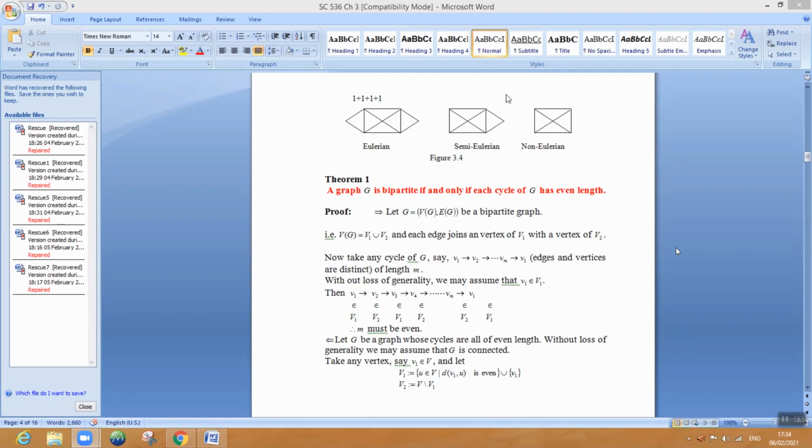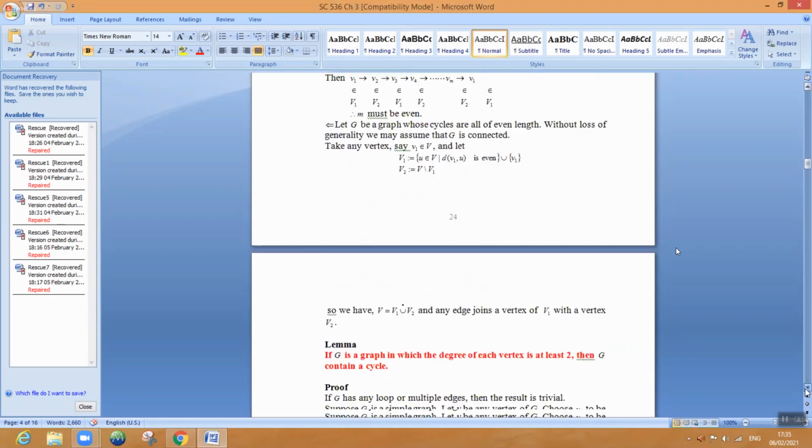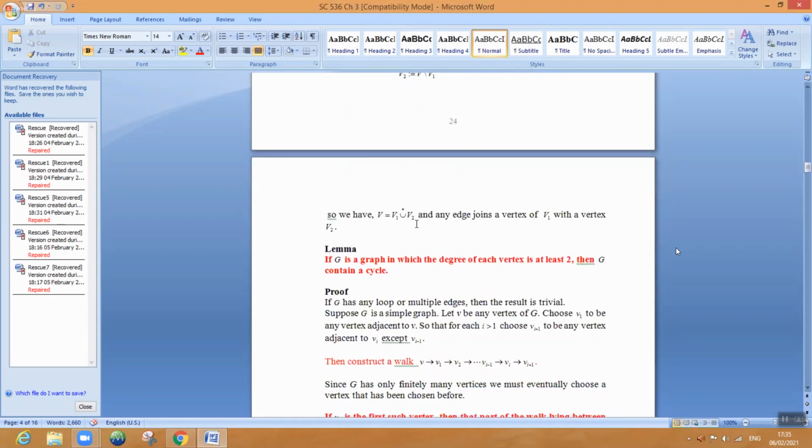So the vertices at even length from the certain vertex are in one set. The remaining vertices, that means vertices not at even length, are in the other one. So then V1 and V2 give the bipartite graph. Then you can show that. That's what it is. You just get the idea. You don't have to prove this one. Then you get the disjoint union.